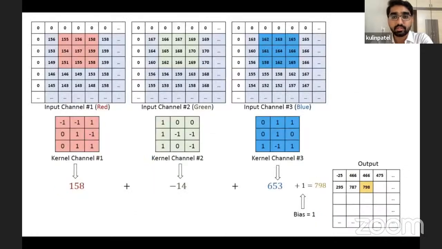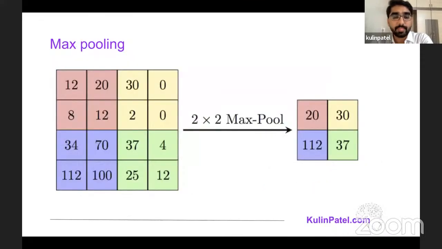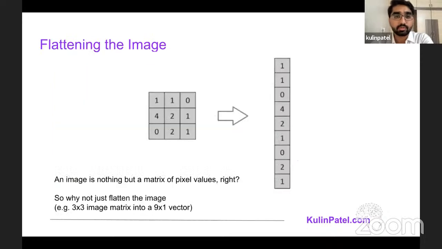Then comes another part called max pooling. In max pooling, what happens? We extract the maximum value of those pixels. The values are 12, 20, 12, and 8. So what is the maximum number of these four pixels? 20. So we put the value 20 here in the output. This is a 2 by 2 max pool.